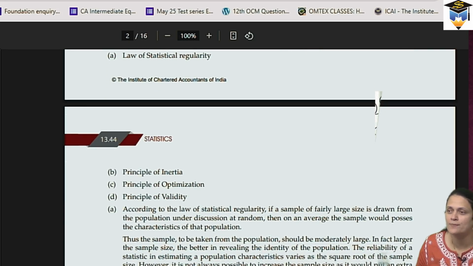Do you remember what is principle of inertia? Who remembers principle of inertia? Please tell me. Tell me what is principle of inertia as well. Yes. Omkar, tell me what is principle of inertia. Read and tell me, that's fine.